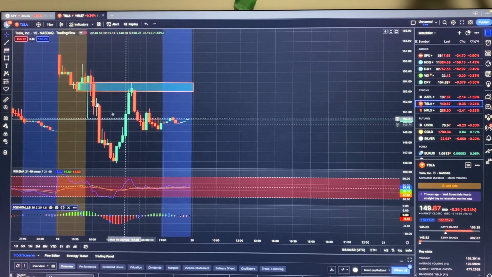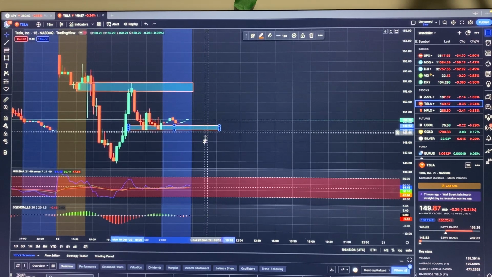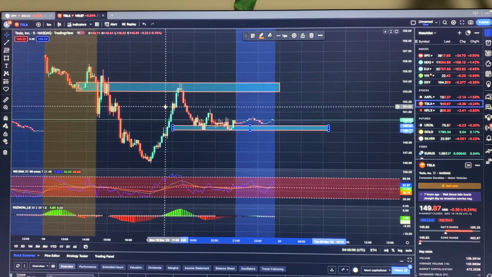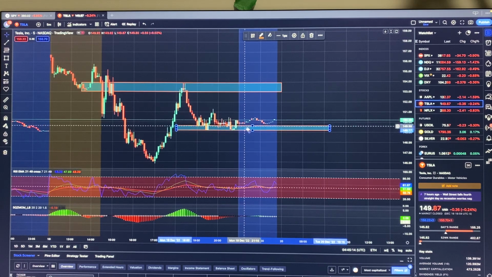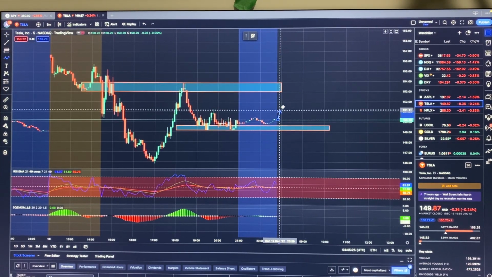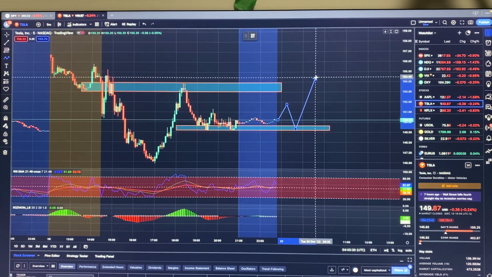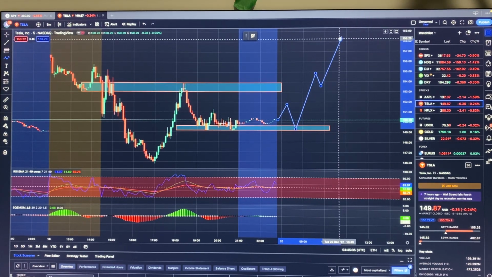So right here, we have some strong demand. Let's go to the 5 minute. This is strong demand right here. We can see it's having a hard time breaking through this, but in the morning you could bounce off of here and it could do something like this. It could bounce back off like that, maybe go above the supply zone, come back down, retest, and bounce up like this.